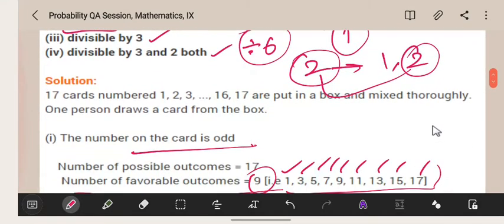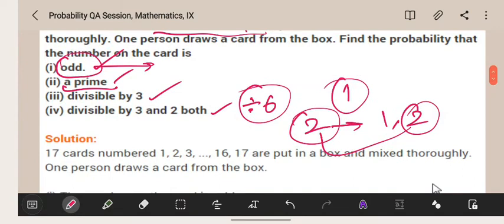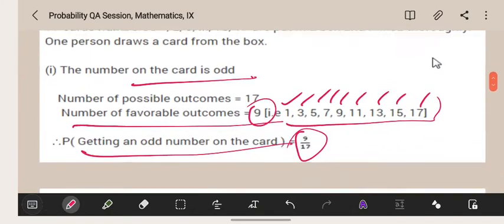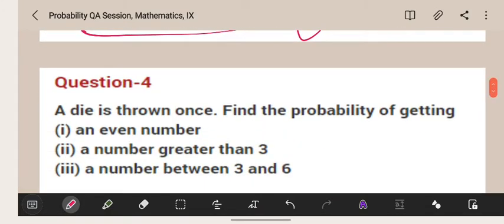5, like that. Okay, so I hope you can solve the remaining questions also. Second, third and fourth you can solve by yourself, and we can discuss in the virtual class. Next example is question number 4, that is a die is thrown once. Find the probability of getting an even number.